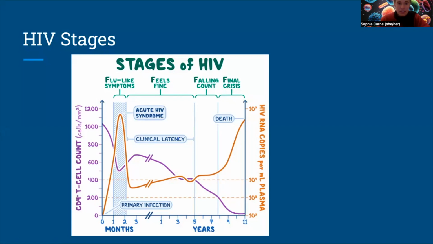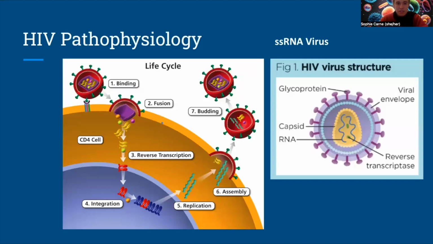So this is a little diagram of the development of the disease. You start off with this acute HIV syndrome, which has just random flu-like symptoms. Then as your CD4 count drops, you go into some clinical latency. And then eventually your CD4 count becomes so low that around here you often get infections that then cause death.